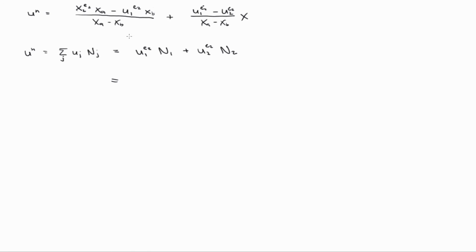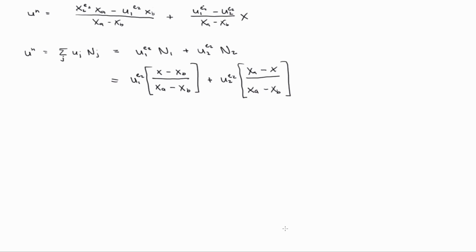So we want to rearrange the first equation to look like the second, so that you have some function of x multiplied by U1, and some function of x multiplied by U2. So we just rearrange the first equation in that form. What we get is that. So therefore this is N1, this is N2.